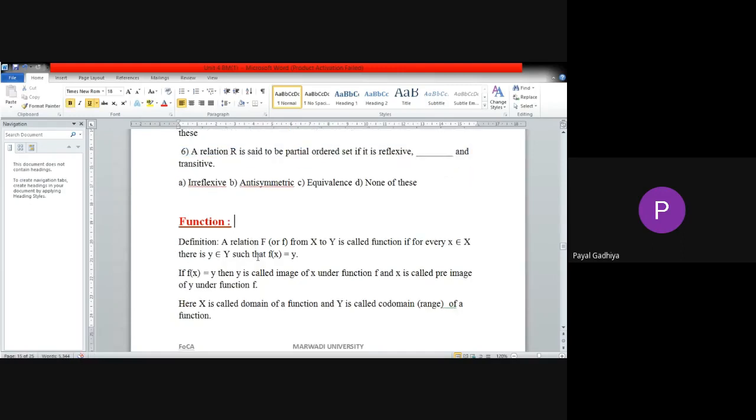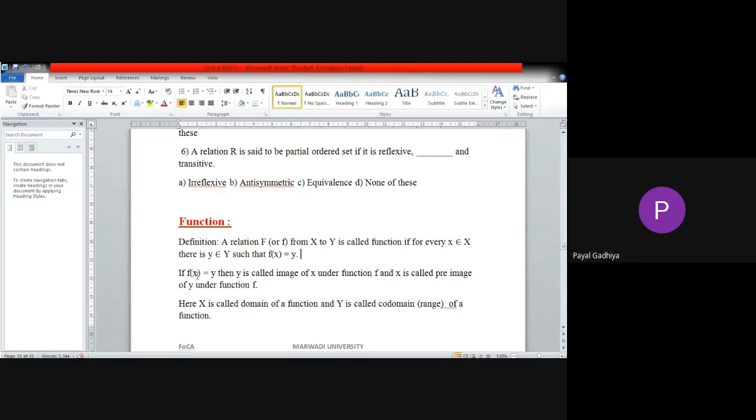Okay, now next is called function. First of all, let us see the definition. A relation F from X to Y, where X and Y are sets, and there is a relation from X to Y. So we will take an element from X and the answer will be in Y. It is called a function if for every x belonging to X, there is a y belonging to Y such that f(x) equals y. So whenever I take x from X and apply f on this x, the answer y will be in this set Y.